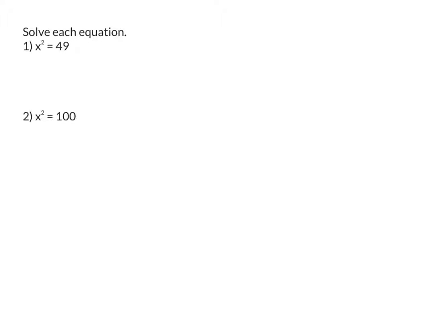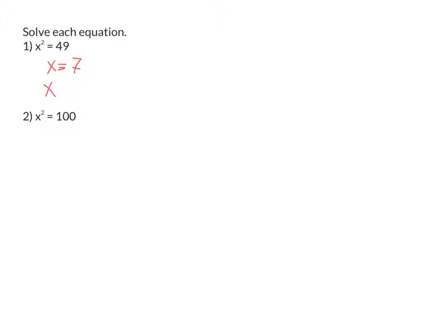Hello, in this video we're going to be solving quadratics using the square root method. So in number 1 I have the equation x squared equals 49, and you may be able to solve this intuitively, that is, what number squared equals 49. And we know that when we square 7, we would get 49, but that's not the only option.